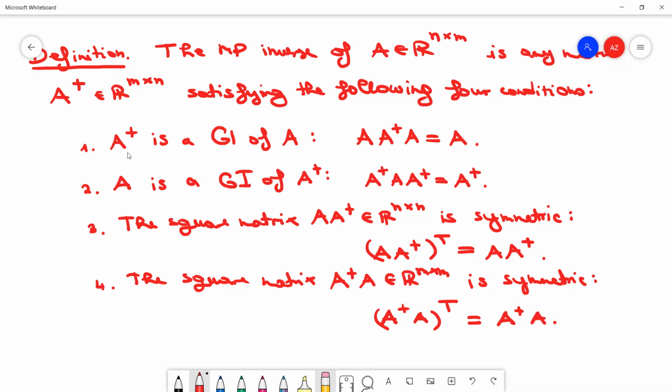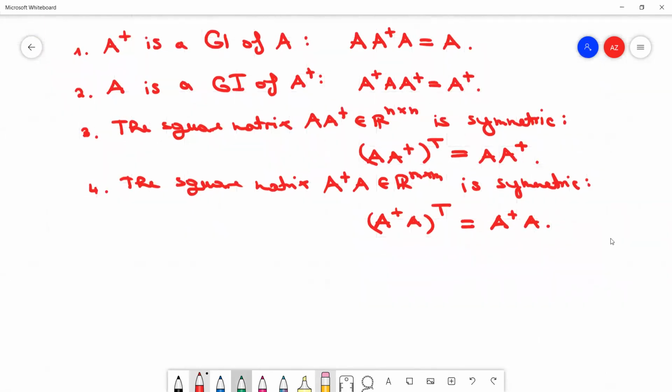So except this condition that A plus must be a generalized inverse of A, we added 3 conditions. The second condition is that also the other way is true. So A plus and A are mutual generalized inverses of each other, which is not obvious from this equation: if G is a generalized inverse of A, then also A should be a generalized inverse of G. And this is not true in general for every generalized inverse. And except this, we also have some symmetry conditions. So A A plus is symmetric and A plus A is also symmetric.